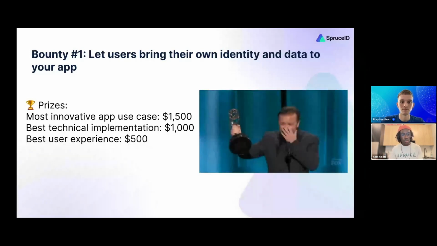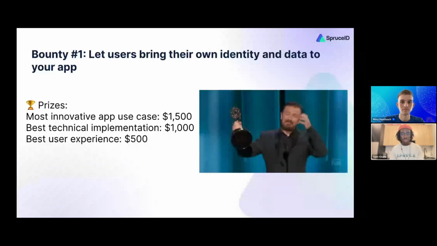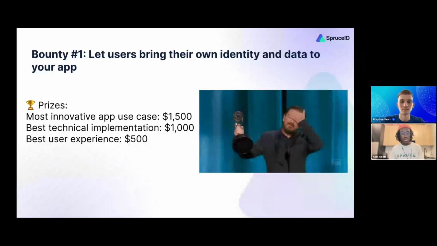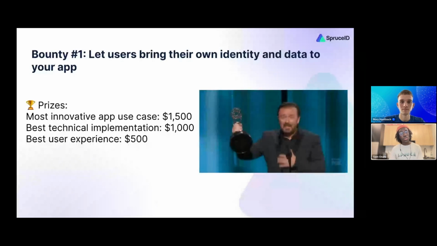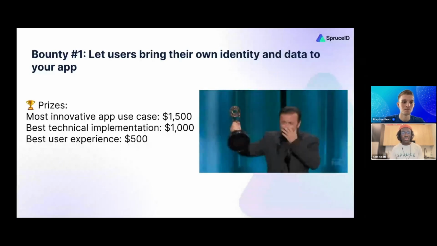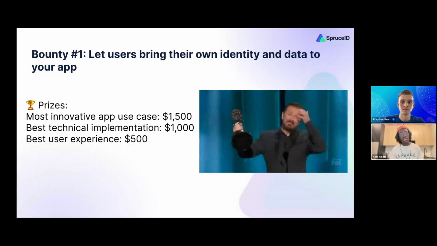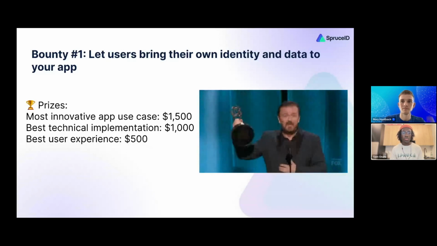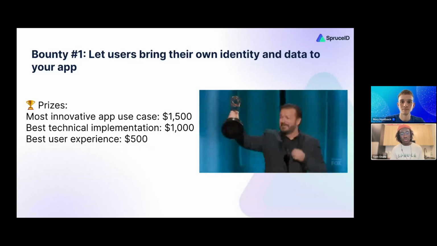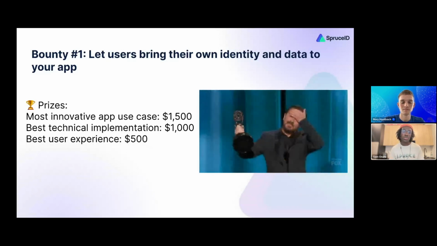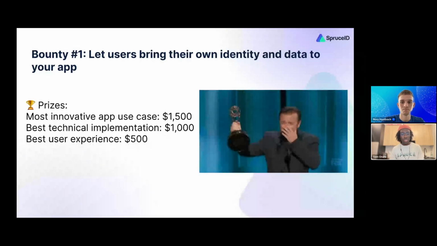Second is the best technical implementation. Some of these libraries can be a bit tricky to use, and we want to see what you can do. So we'll reward the best technical implementation and also the best user experience. Because this can be new flows for people, and you will see some of those in a demo, we want to see what you think from a UX perspective. So that's the first bounty.